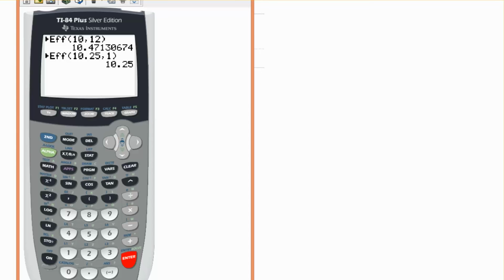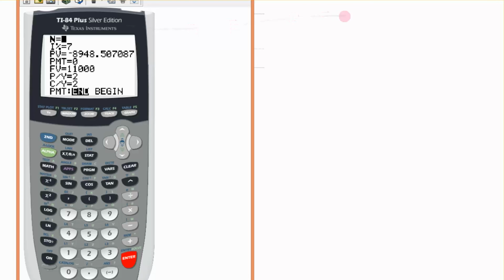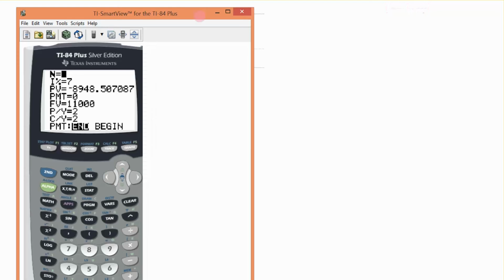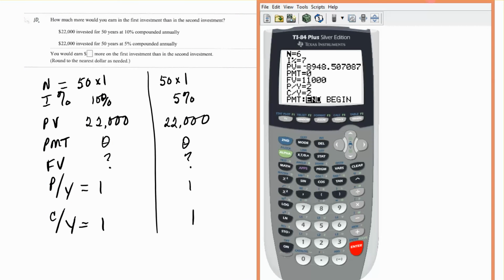All right. Apps. Choose Finance. Choose the TVM solver. And let's pull it over here. The first one, 50 times 1 is 50. 10%. Present value, $22,000. Zero payment, don't know the future value. It is compounded annually, which means that those are 1.